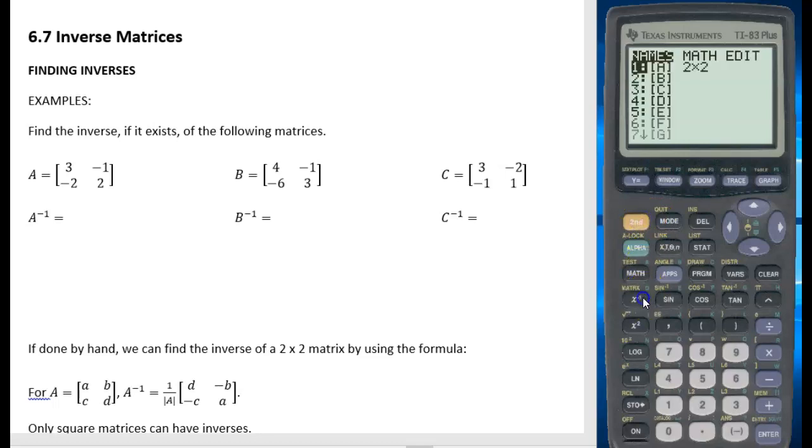So then do the same thing again. Go to second matrix, and now you can see I have the matrix A in there. If I want to use A again, I'm just going to overwrite it. I'm going to go over to edit, and I want to edit matrix B. So either go down to 2 and push enter, or just push number 2. And again, it's a 2 by 2. Insert the entries row by row: 4, negative 1, negative 6, 3. Second quit. Second matrix, and edit C.